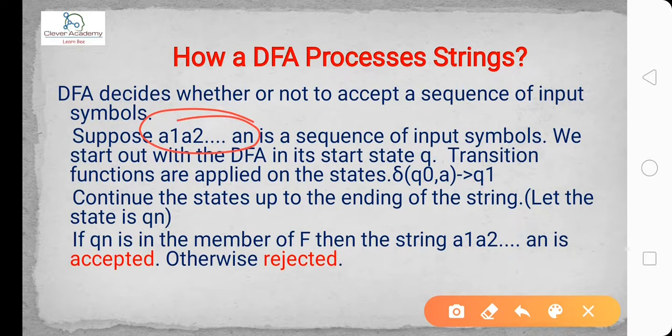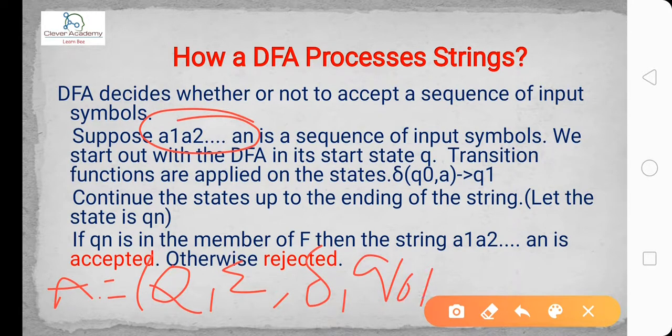So whatever the representations, these are the 5 tuples we discussed: A equals Q, sigma, delta, Q naught and the final state. So every DFA will follow the same thing. So this is the string.